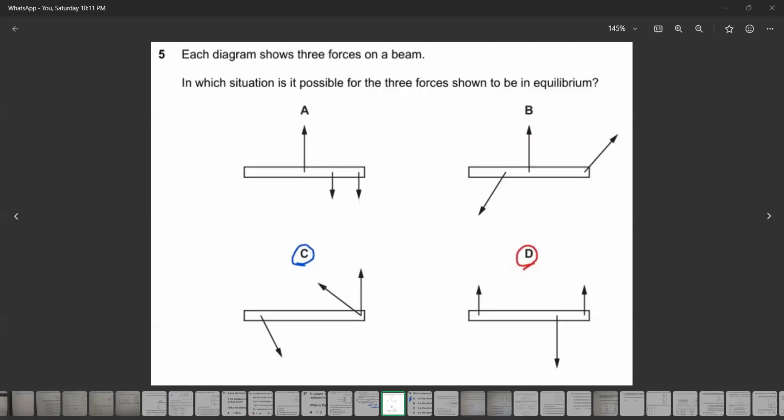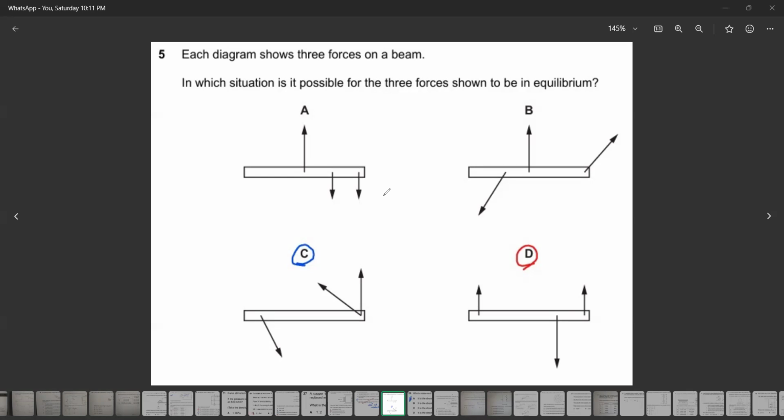This question is related to equilibrium. Each diagram shows three forces on the beam. In which situation is it possible for the three forces shown to be in equilibrium? First thing, when we want the object to be in equilibrium, there should be no resultant moment and there should be no resultant force.